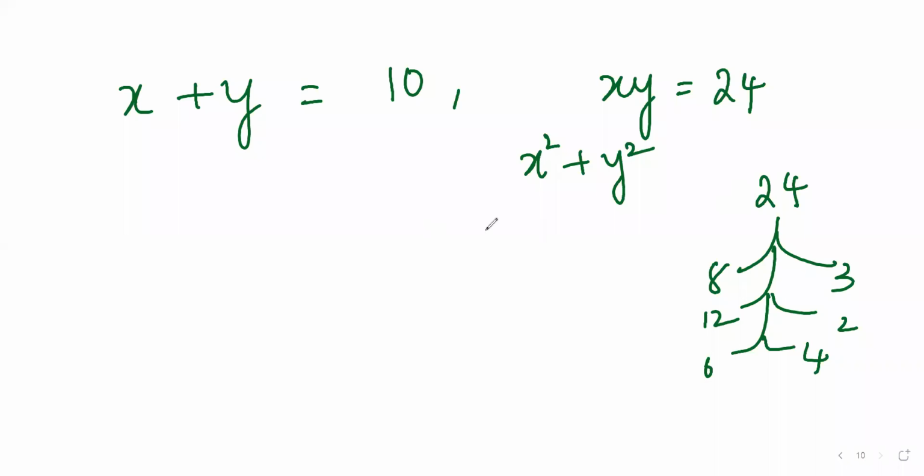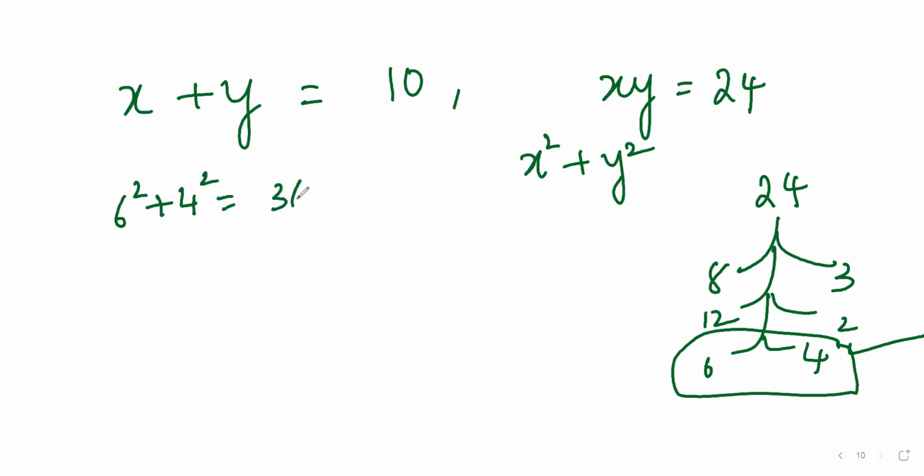But you need to look into the other condition, which is x plus y is 10. 6 plus 4 is 10, isn't it? This factor tree branch satisfies that. So you can put x as 6 and y as 4, or anyway, it doesn't matter, because addition and multiplication are commutative. You can put x is 6 or x is 4, and y will be the other one. Then 6 square plus 4 square is what? 36 plus 16, which is 52.